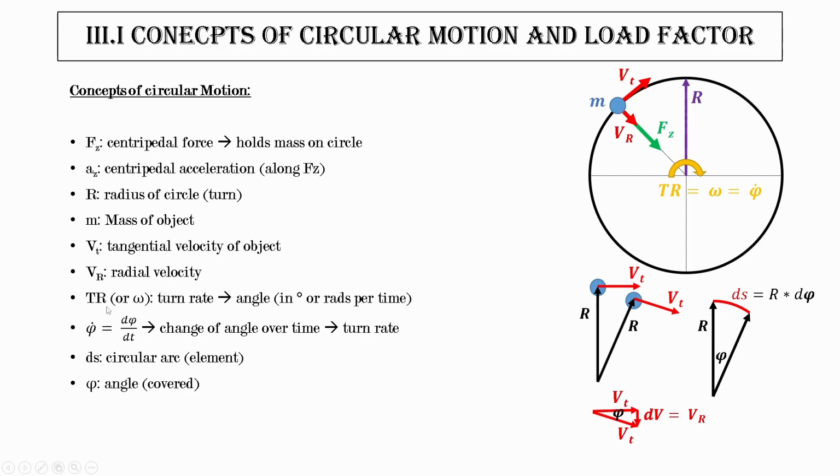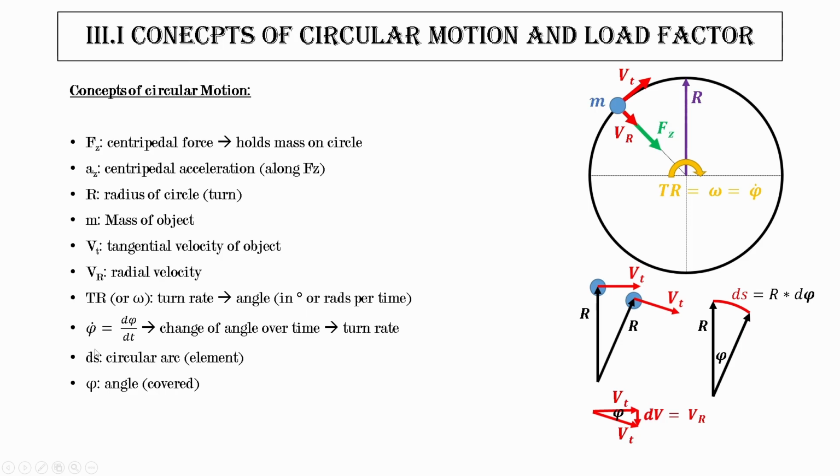Alright, then we have the turn rate, TR or omega. I will use omega from here on forth, and it can be measured in degrees per second, or degrees per time, or radians per time. So usually in SI units we use rads per time and not the degrees, but it's the same thing. So it tells you how much of the circle you cover in a given time.